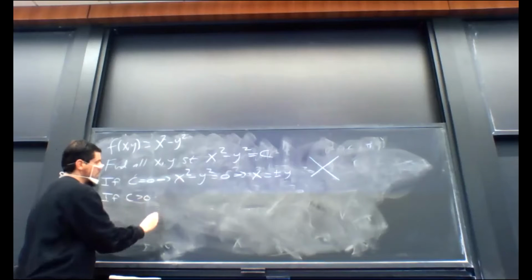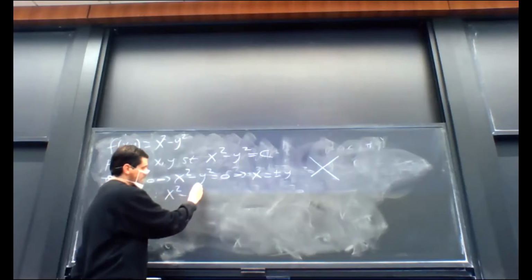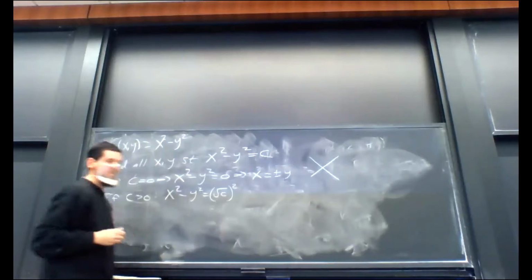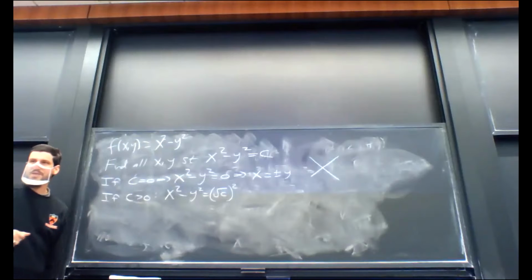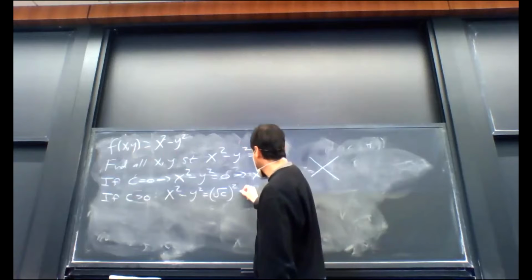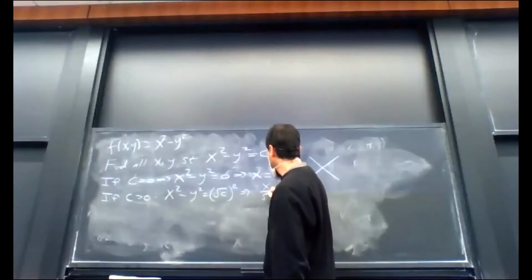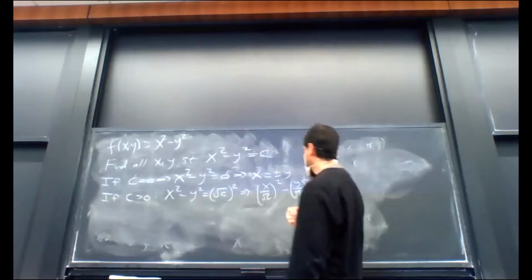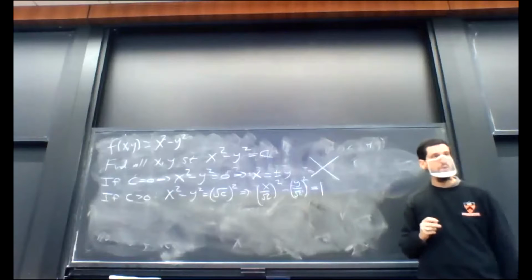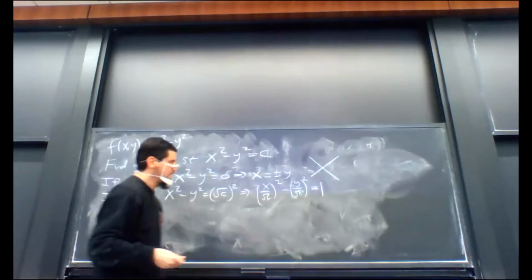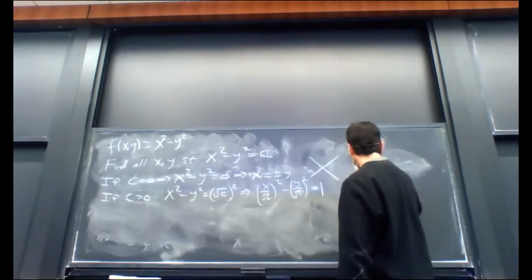If c is greater than 0, then we have x squared minus y squared equals c, and I'll write it as the square root of c, squared, because I recognize what's going on on the left-hand side. If I just divide, this is x over the square root of c, squared, minus y divided by the square root of c, squared, equals 1. What is this the equation of? A hyperbola. And so this will be a hyperbola like this.